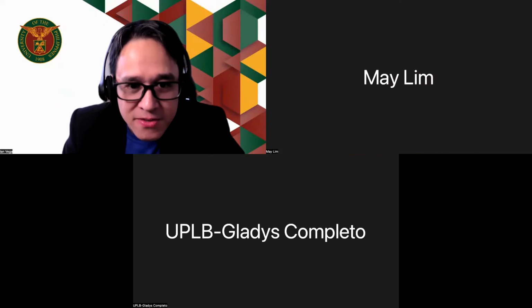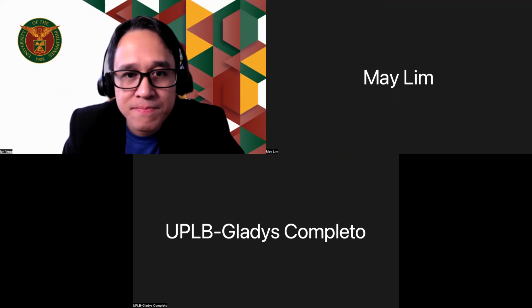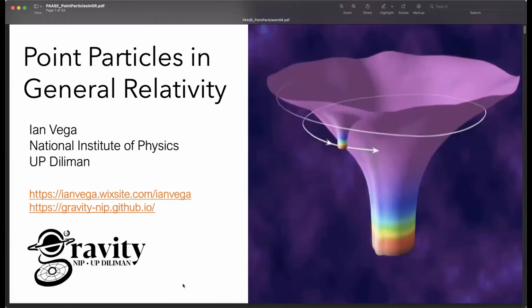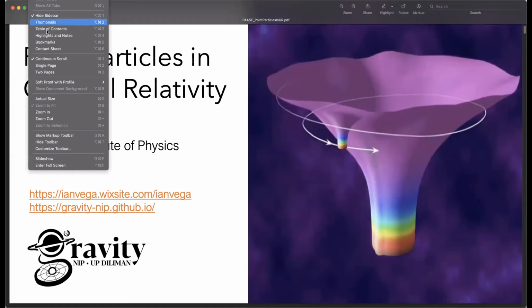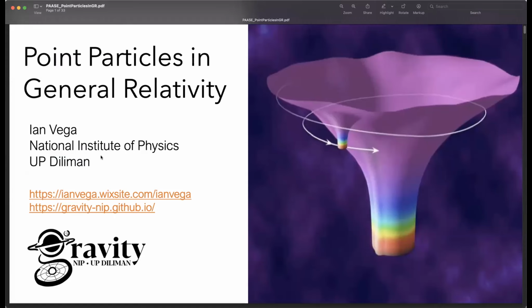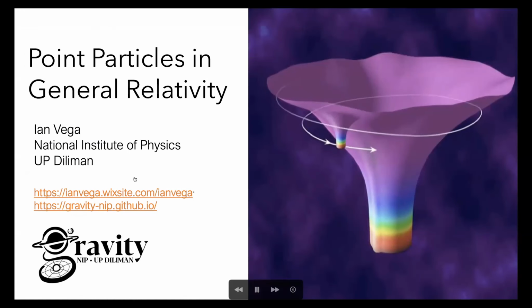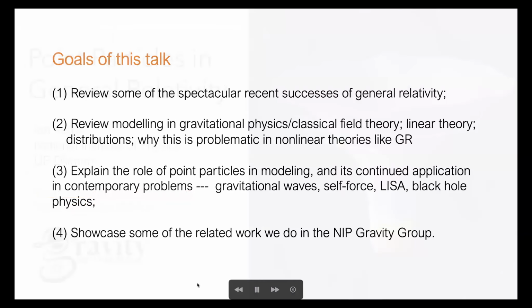Let me see if I can share my screen. I think I need to go to slideshow. Wait, let me just. Oops, it does it automatically. I should not do that. Enter full screen na lang. Okay, so how's that? Do you see things? Do you see my slides, May? I'm seeing goals of this talk. Yes, we're good. All right.